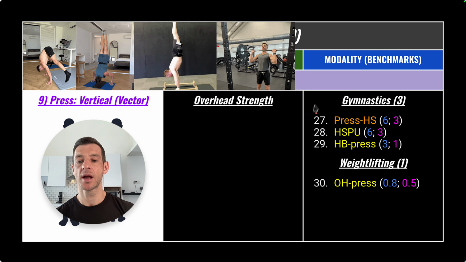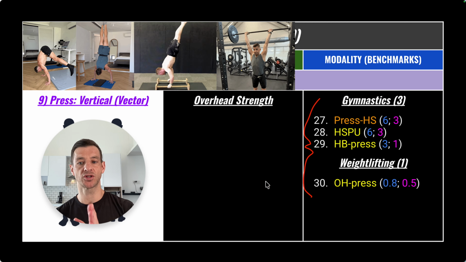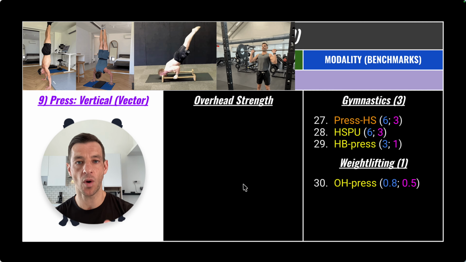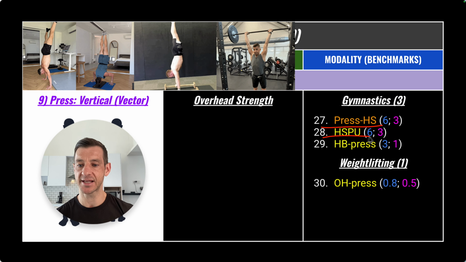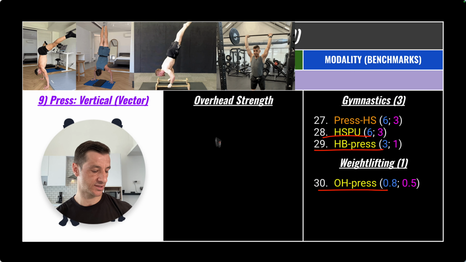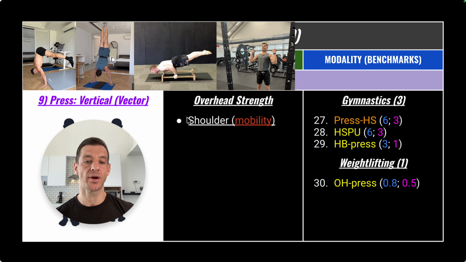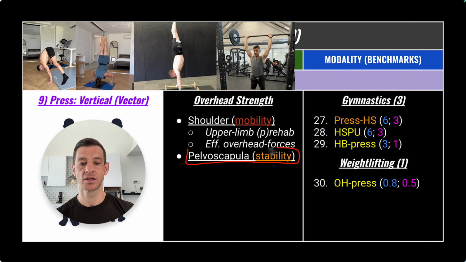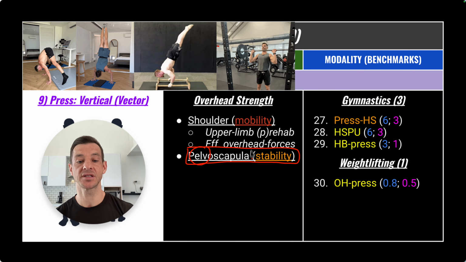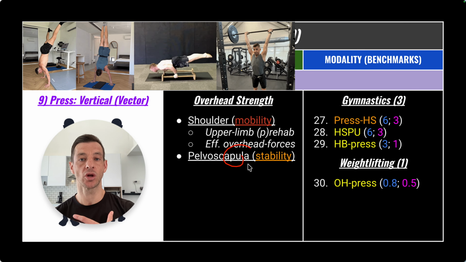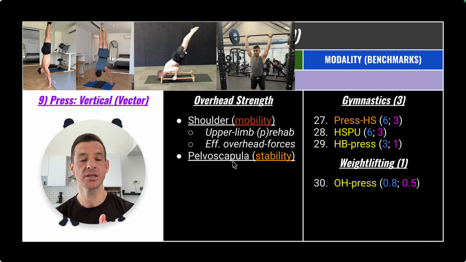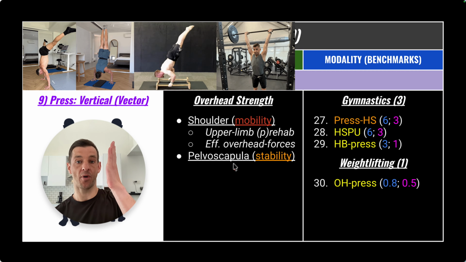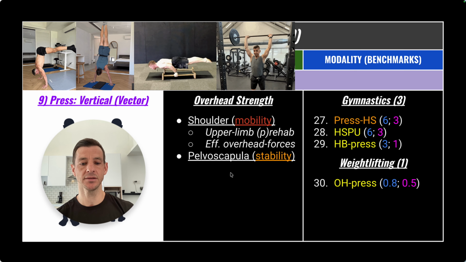Now, as you probably already know, the reason that I group these different performance benchmarks together in the way that I have is because they all share very similar mobility, stability, and power requirements. So for example, the press handstand, handstand push-up, hollow back press, and the overhead press all rely on or require shoulder flexion mobility, pelvo-scapular core stability, pelvis to scapula, the shoulder blades. A very common compensation is arching the low back as an attempt to press things overhead or our bodies as well. So core stability is fundamental.